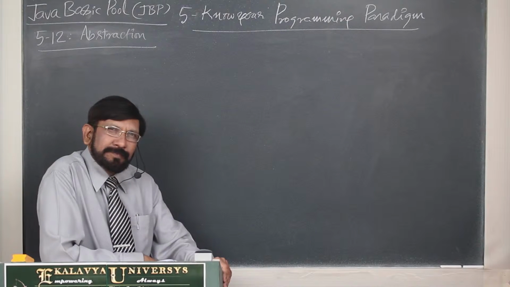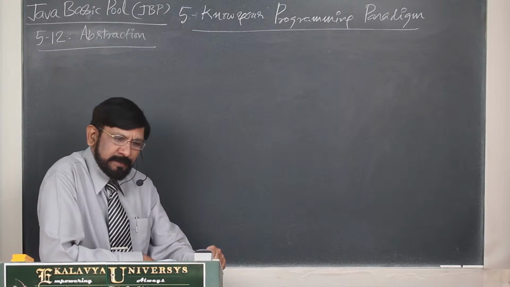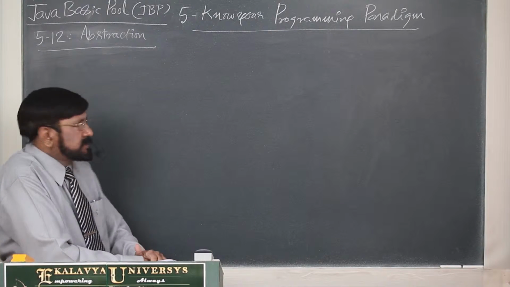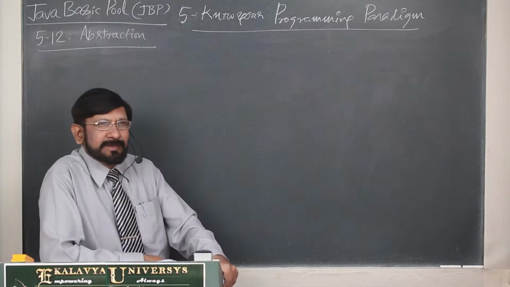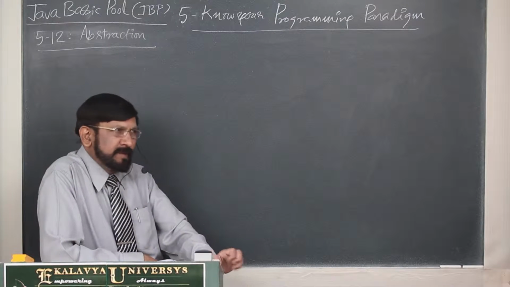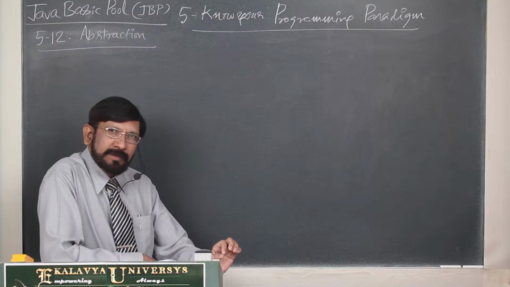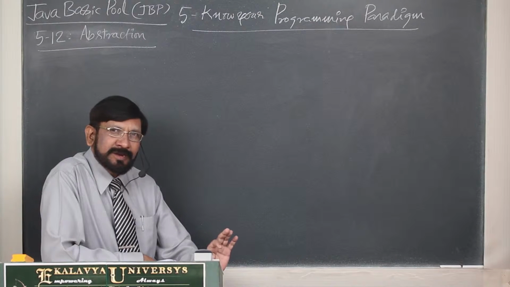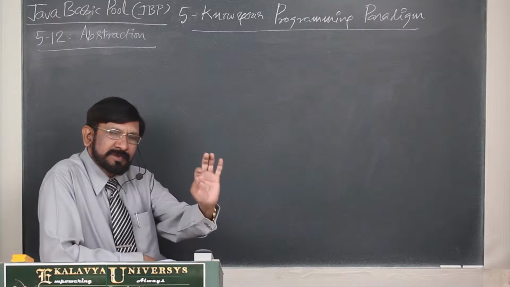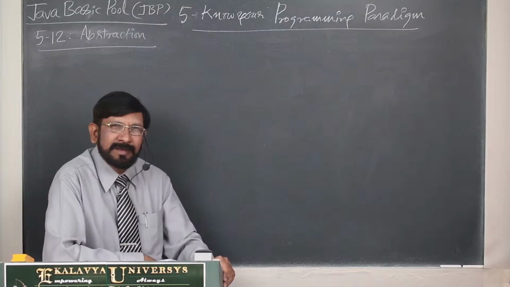Now, the third concept, characteristic of object-oriented programming, is abstraction. This is 5.12, abstraction. Simply, the meaning of abstraction is: only see the essential and ignore the rest.